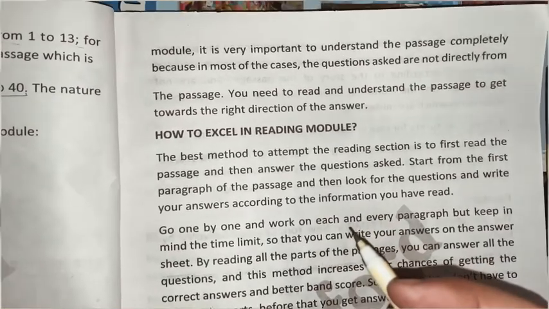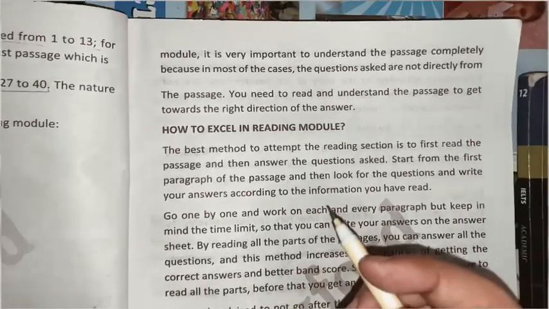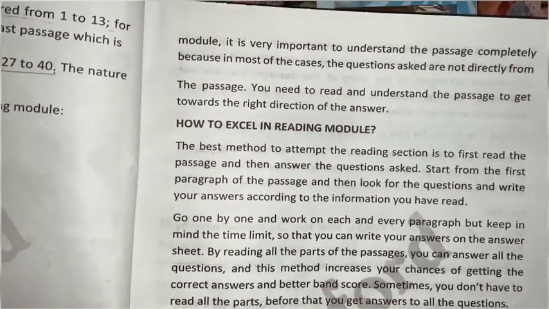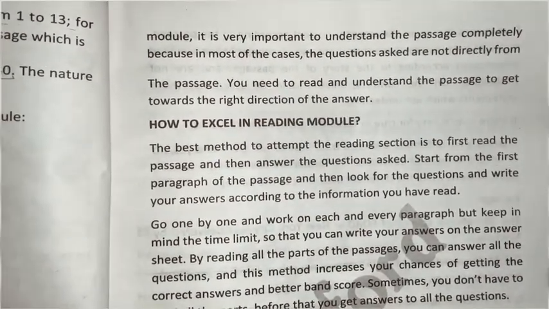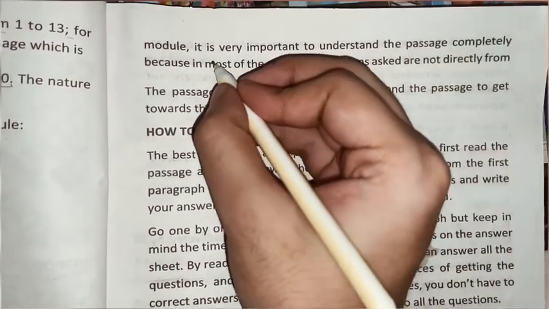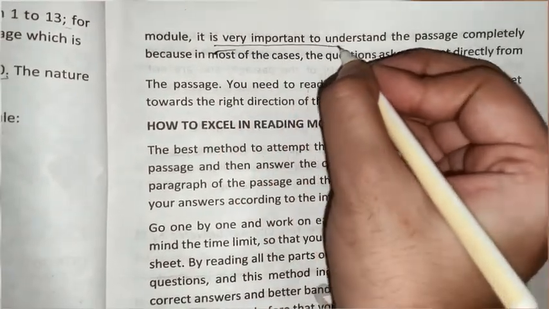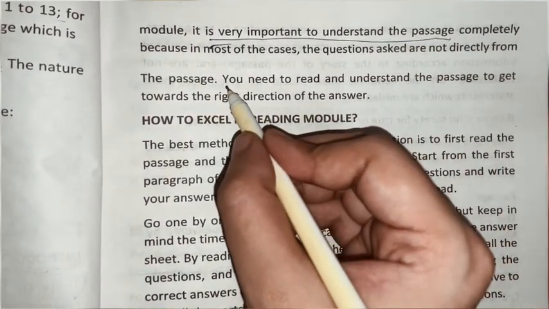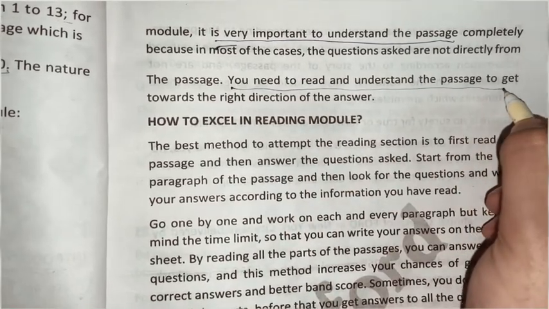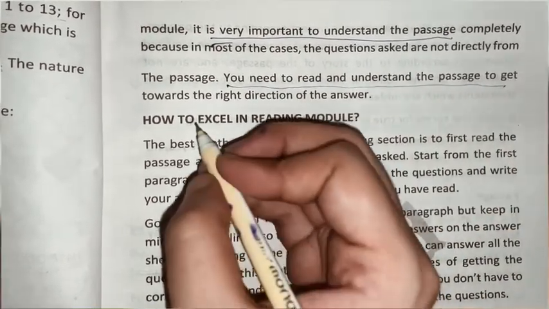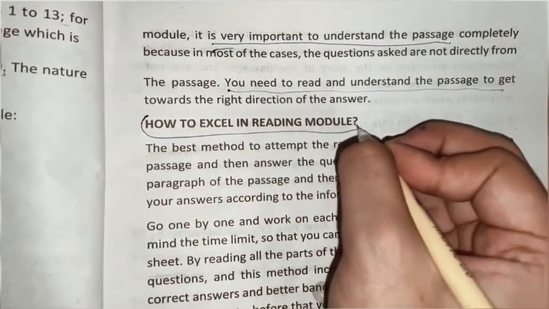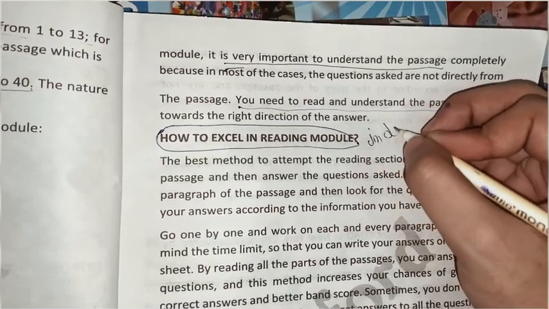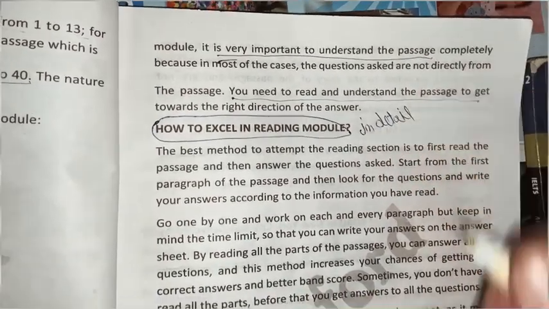It is very important to understand the passage completely, because in most cases the questions asked are not directly from the passage. You need to read and understand the passage to move in the right direction toward the answer. So the main question is, how can you excel in the reading module so that you get a full band score and achieve your desired band score in the IELTS exam? Let's discuss all these topics in detail.